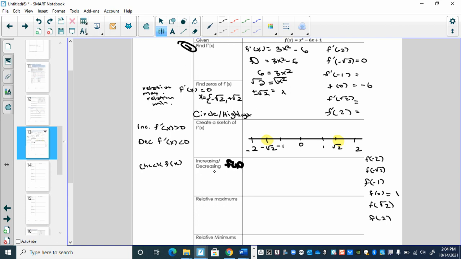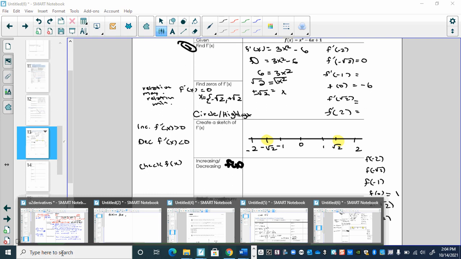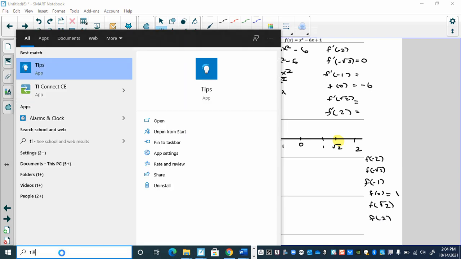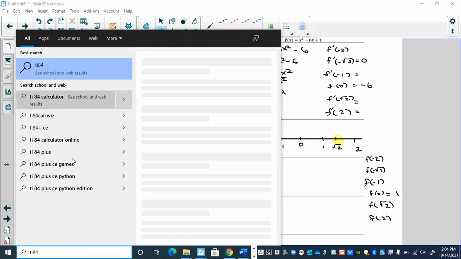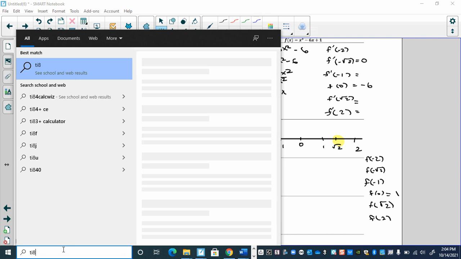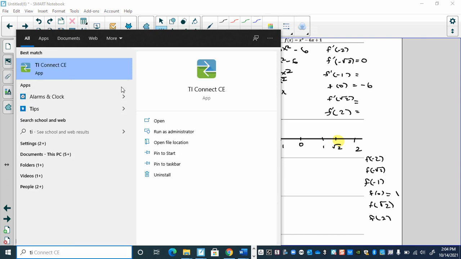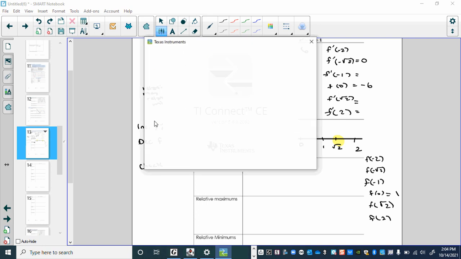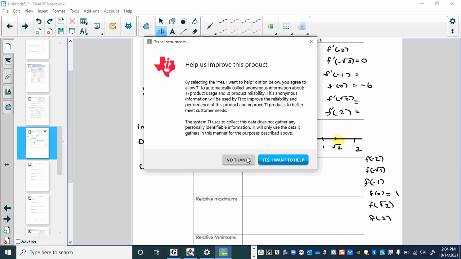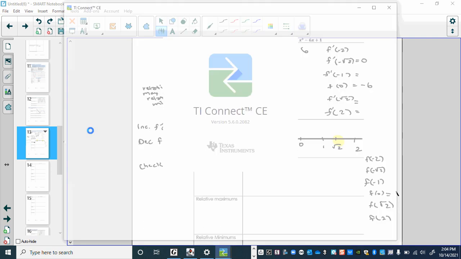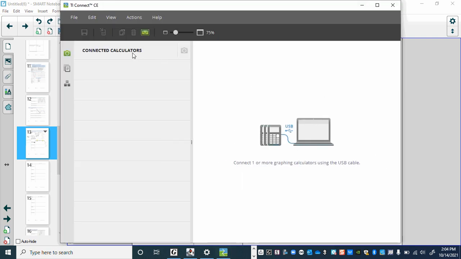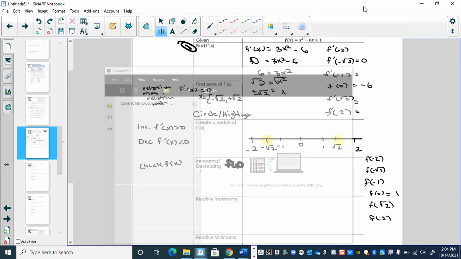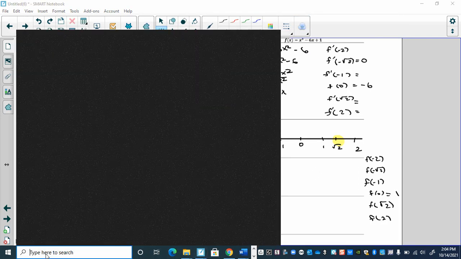So what I would do is just use a calculator. We're going to use a TI-84 today. Let me see if I can have it on here. Oh, my calculator is not hooked up. Hold on. Let's see.